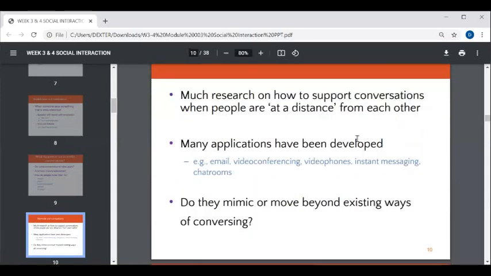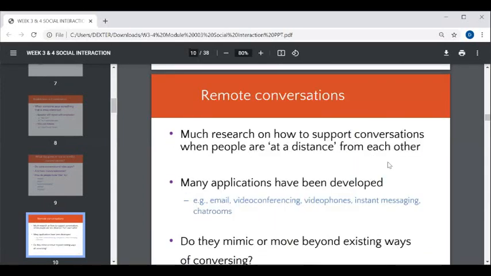Remote conversation. There is so much research on how to support conversation when people are distant from each other. The telephone was invented in the 19th century by Alexander Graham Bell, enabling two people to talk to one another at a distance. Since then, a number of other technologies have been developed that support synchronous remote conversation, including video phones that were developed in the 60s to 70s.